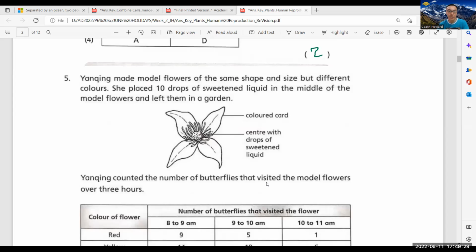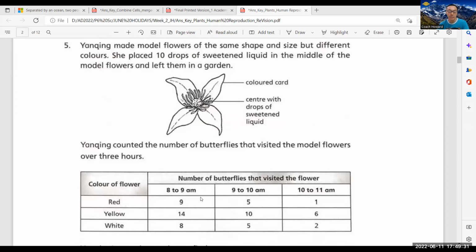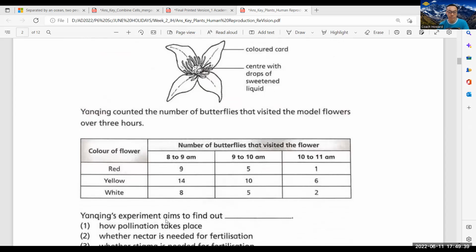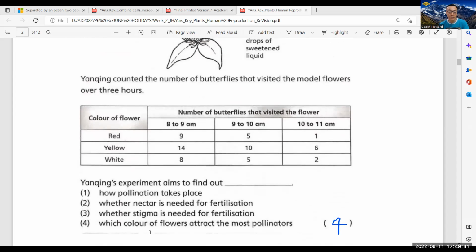And then this one you take note, she changed the color. In this experiment, they changed the color of the flower, and then we observe how many butterflies visited the flower at 1-hour intervals. So they ask you, what's the aim of the experiment? So the aim is to find out which color of flowers attracts the most pollinators. So the answer is 4. Let's continue to the next question.